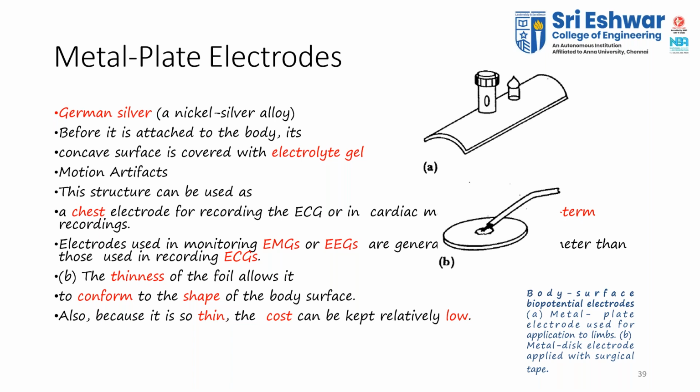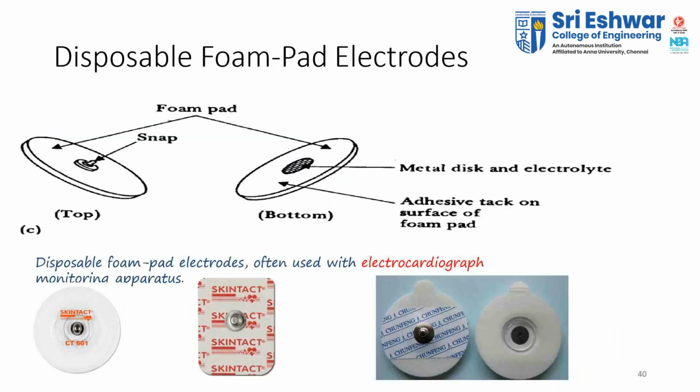And next comes disposable foam pad electrodes. So from the name itself, it shows that it is disposable. One-use electrodes. Here you will have a top and a bottom structure. In the top you will have a snap and foam pad. This is called foam pad. You can see this plastic rubber type pad in hospitals. When you take an ECG, have you seen they place a round one near the heart?